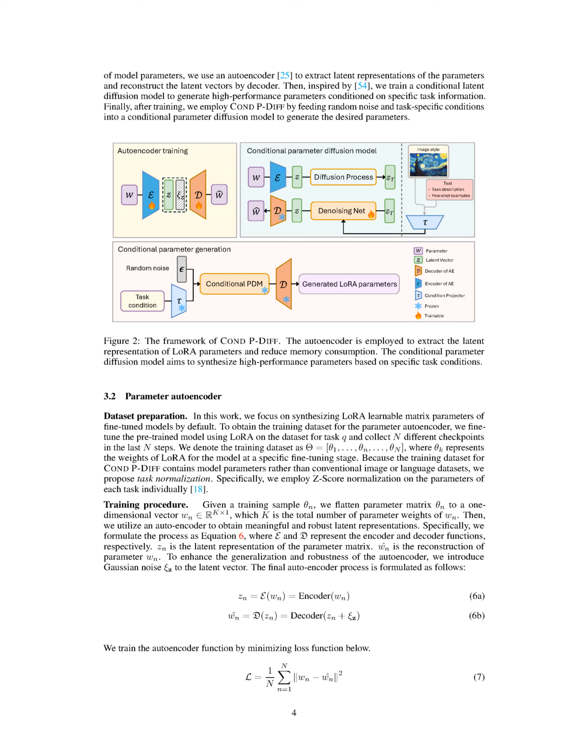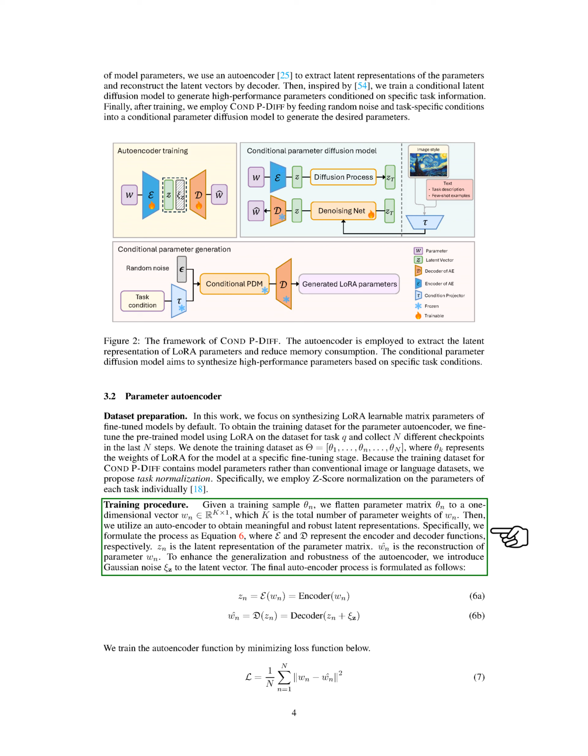Section Summary. In this section, we describe conditional diffusion models that enhance standard diffusion processes by incorporating specific conditions to generate tailored data. We outline our approach for synthesizing model parameters using a conditional latent diffusion model, which involves training an autoencoder to extract and reconstruct latent representations of parameters, followed by generating new parameters conditioned on task-specific information.